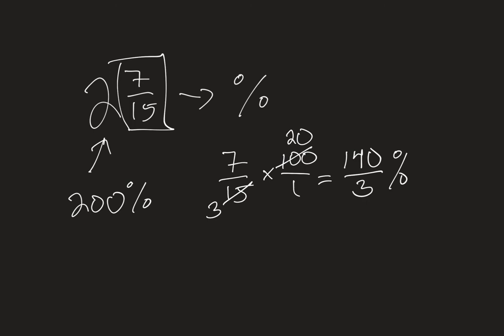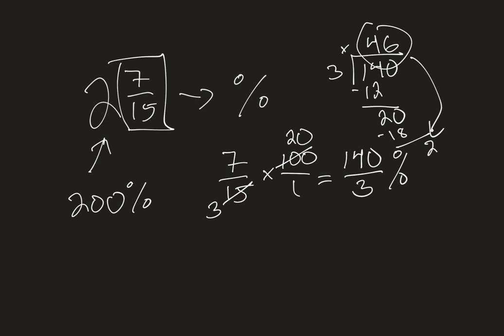So we're going to do 140 divided by 3. Okay, Libby, 3 into 14. 4. 4 times 3 is 12. Subtract. 2. Bring down a 0. 3 into 20. 6. 6 times 3 is 18. Oh, we're running out of room here. 20 minus 18 is 2. So it is 46 and 2/3%.